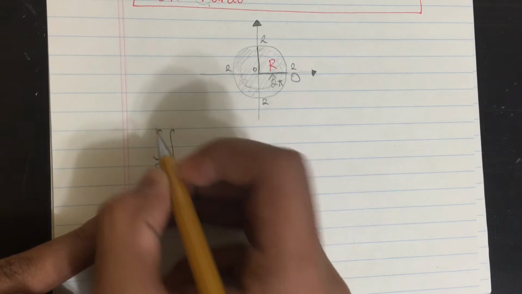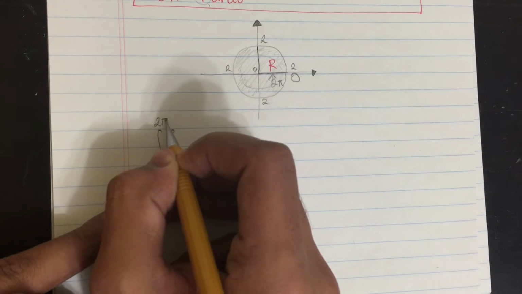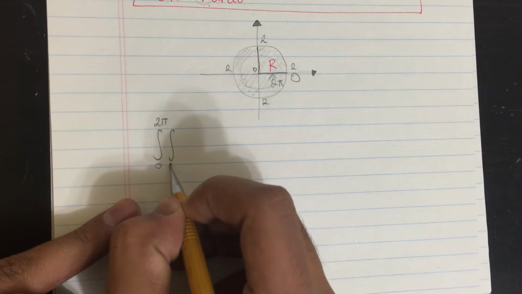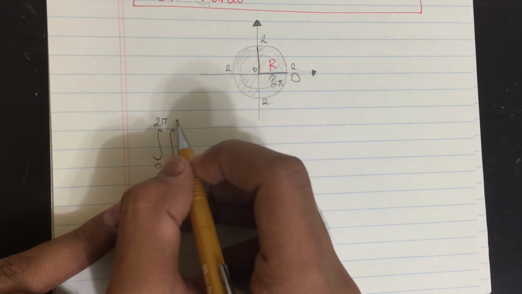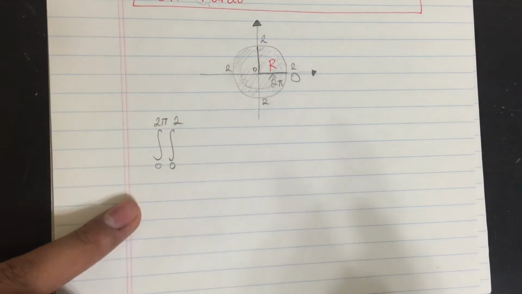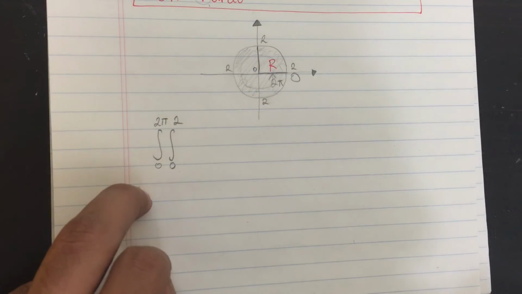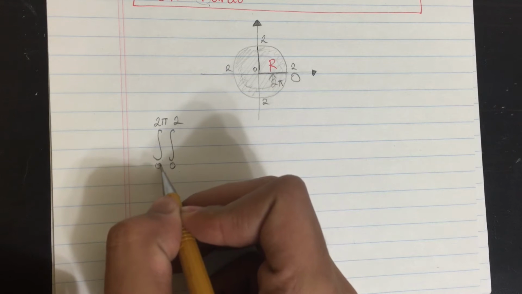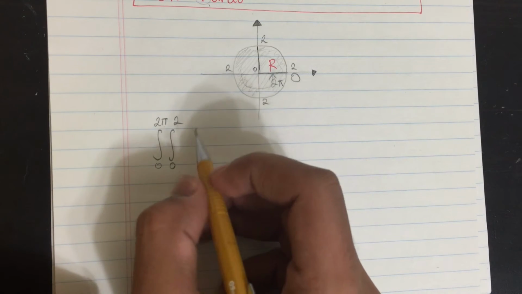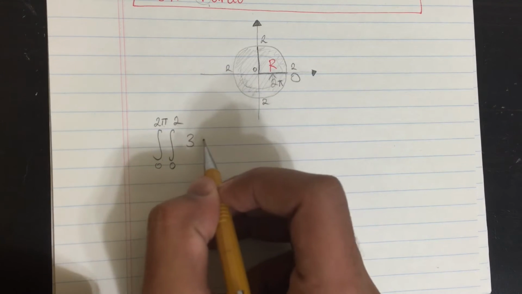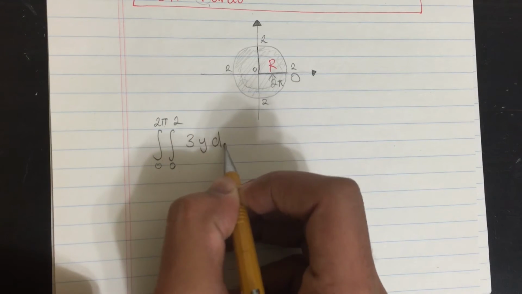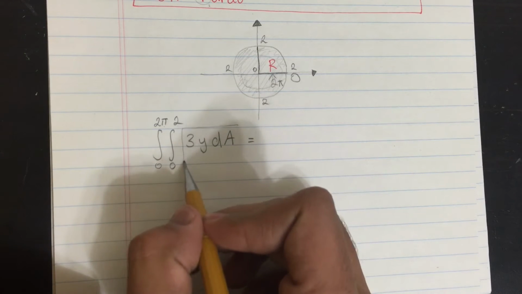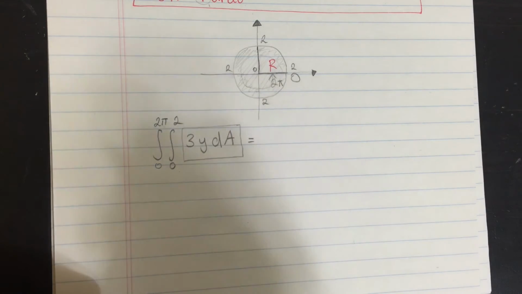So we can build our integral by saying we're going from 0 to 2 pi and going from 0 to 2. Yeah, that's right. So we're going from 0 to 2 and from 0 to 2 pi. We have 3y dA. But we still need to do some work for this guy to convert it to a polar form.